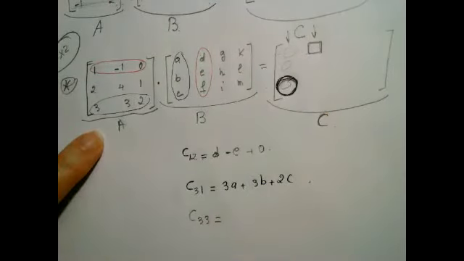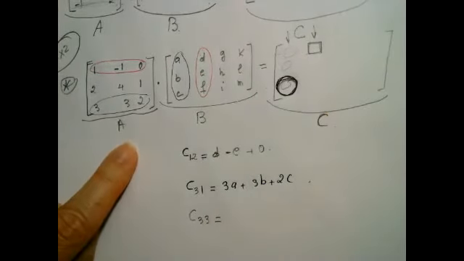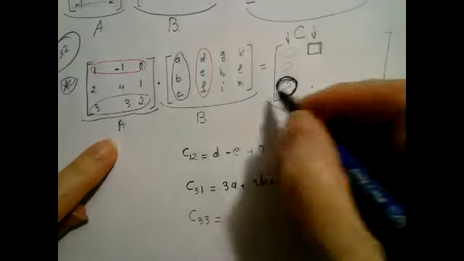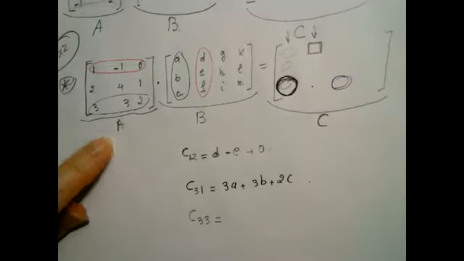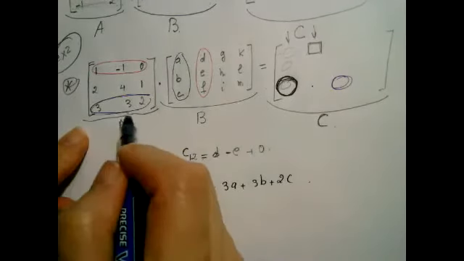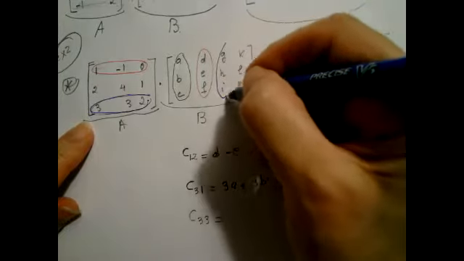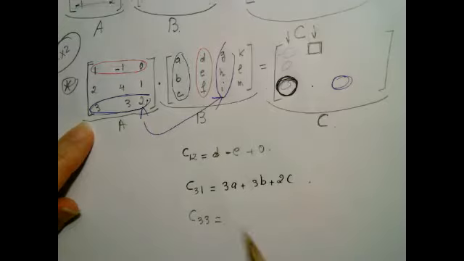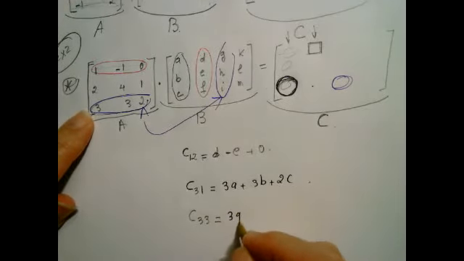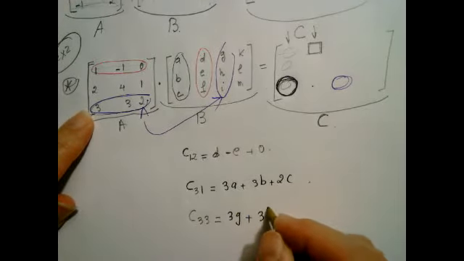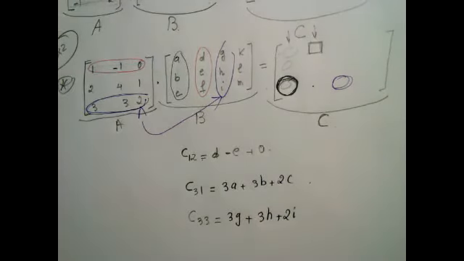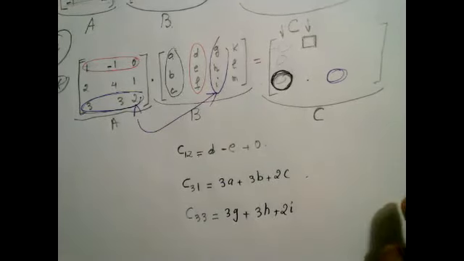first column. Finally, C33. How are we going to get that? I want the term in the third row and the third column. I'm going to get it from the third row and the third column. Those will give me the C33. So it's going to give me 3G plus 3H plus 2I. Okay, so that's how I multiply matrices. It's a long process, but it's not a hard process.